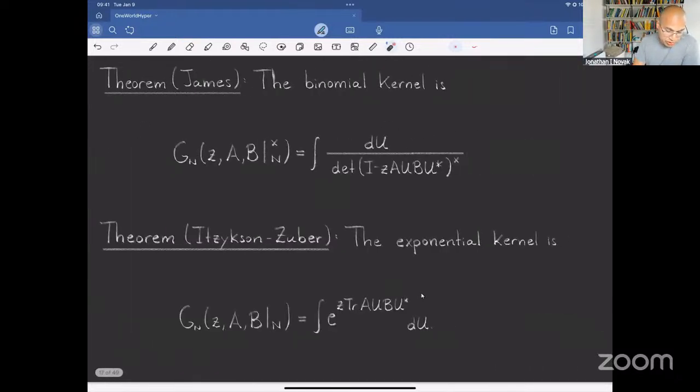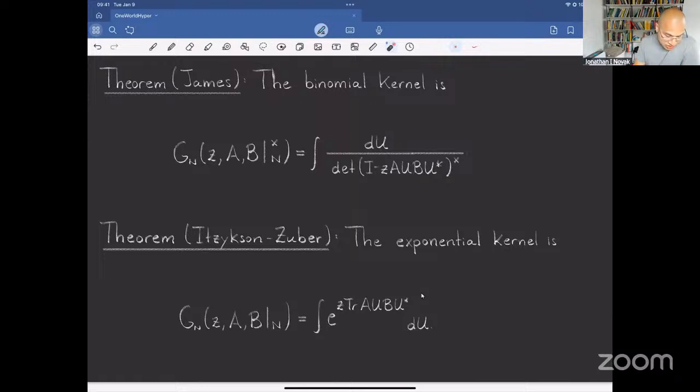And what James proved is that this multivariate generalization of the binomial has an integral representation as a matrix integral, an integral over the unitary group of rank n. And so it looks like this. You're integrating over n by n unitary matrices against Haar measure, determinant of I minus z A U B U star to the power of x, where x can be any complex number.